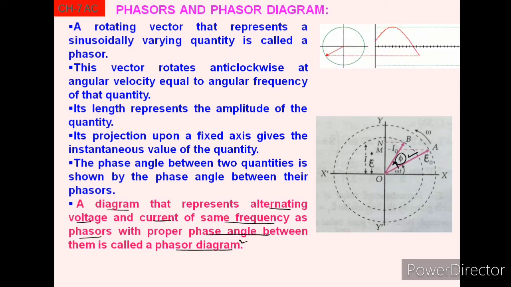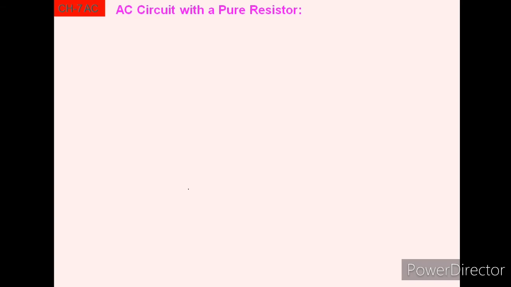Means in a phasor diagram we will be taking any two physical quantities as two rotating vectors, and we have to mention proper phase angle between them. Next we will apply alternating current in a pure resistive circuit. Meaning a circuit where one resistor is there and we have supplied some alternating EMF source. So E is equal to E naught sin omega t.